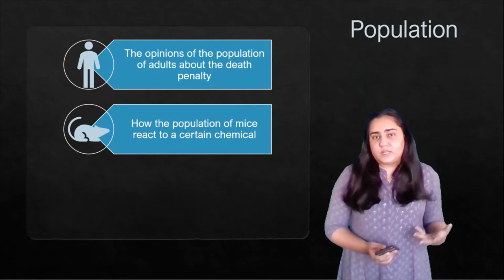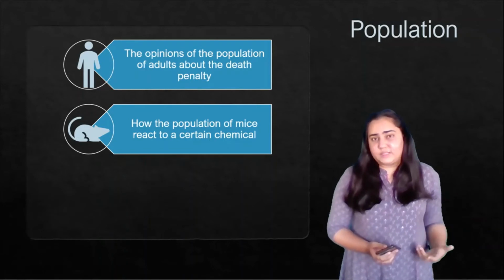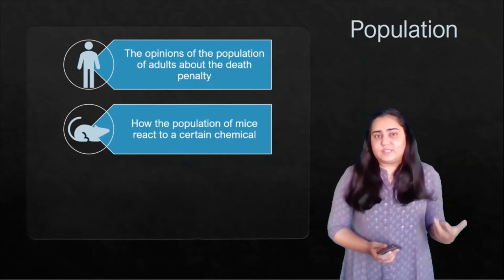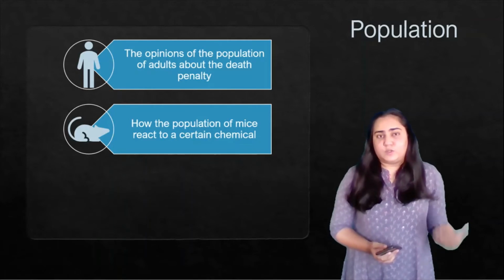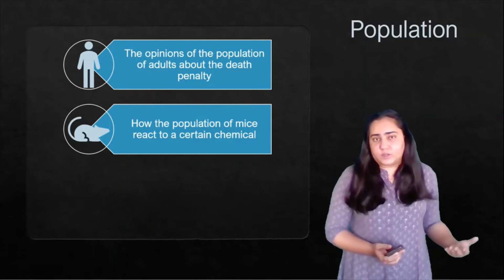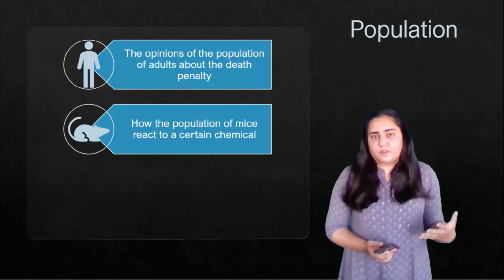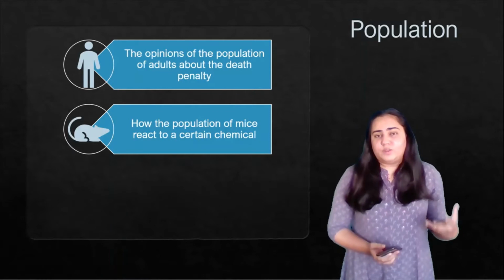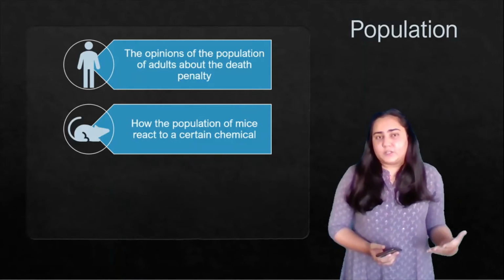So if there is some medicine or a vaccine or some sort of a chemical that has been discovered or invented, and that needs to be tested before it is given to human beings, at that time, it is usually tried on animals first. So if this type of chemical is tested on mice, then what is the reaction?